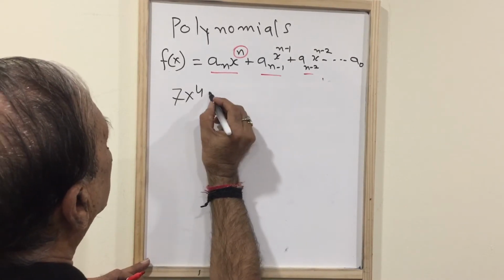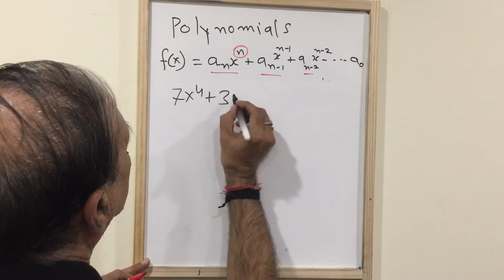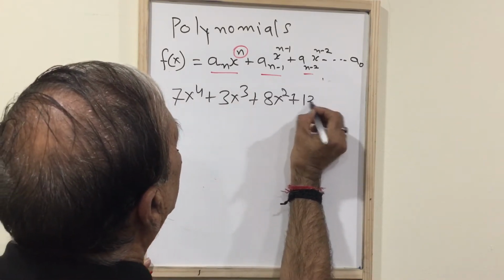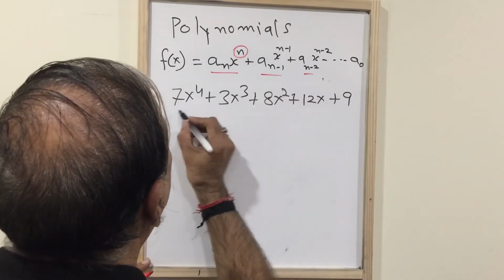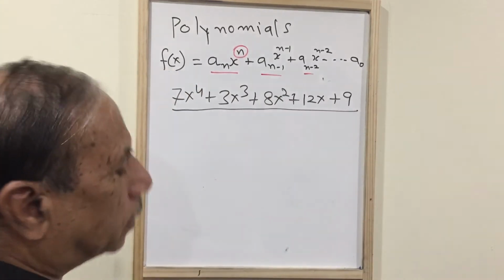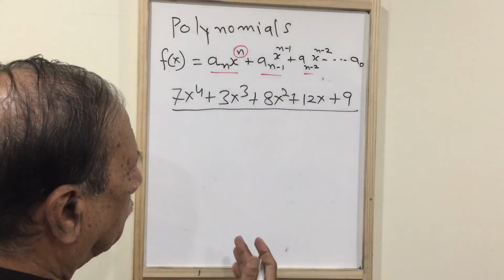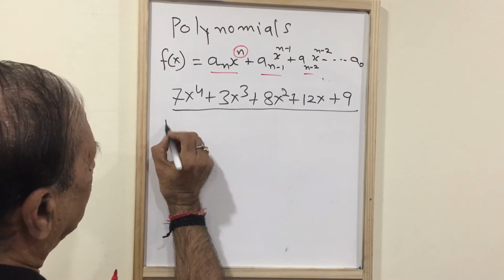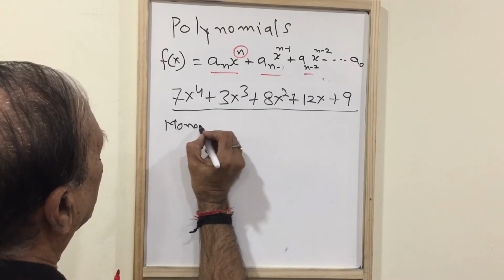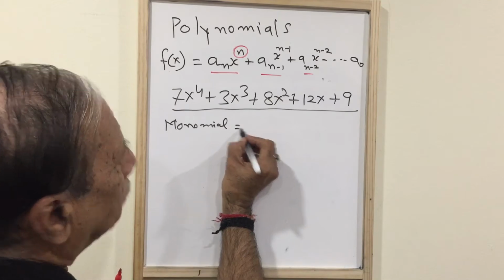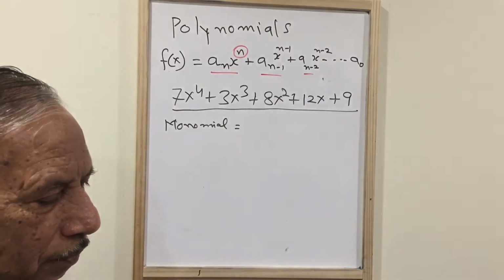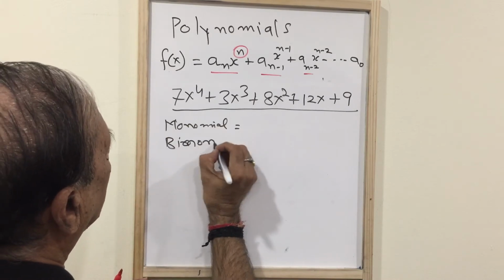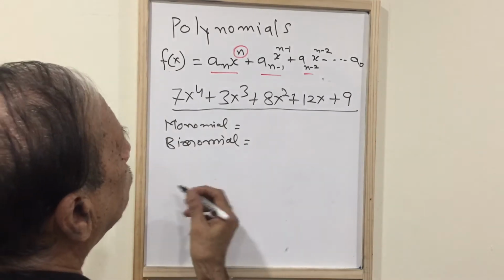7x to the power 4 plus 3x cube plus 8x square plus 12x plus 9. So this is a polynomial equation, and I'll tell you different types of polynomials. One is the monomial, which has got one term. Another is binomial, which has got two terms.